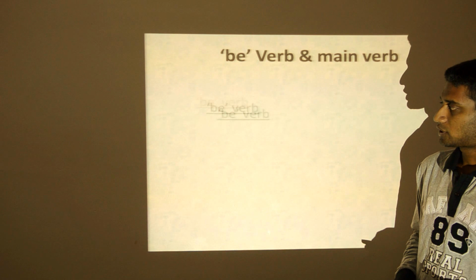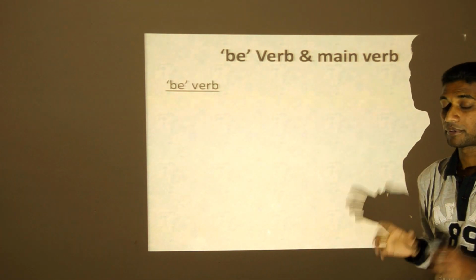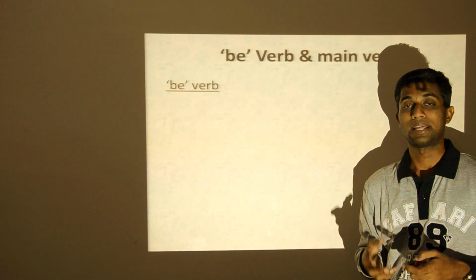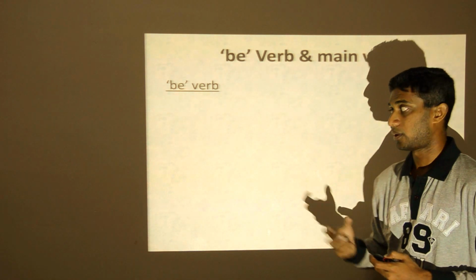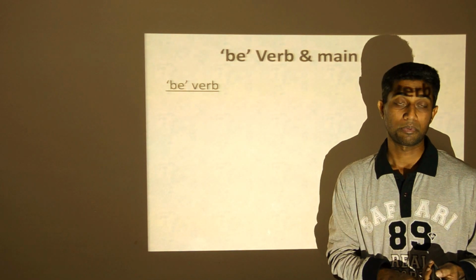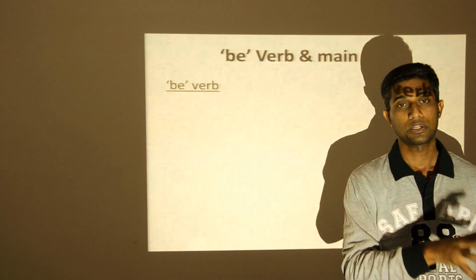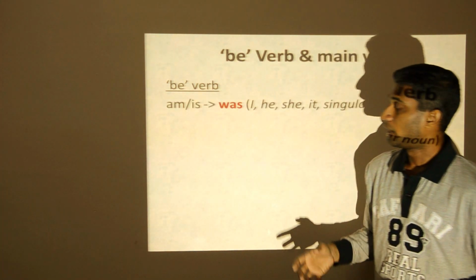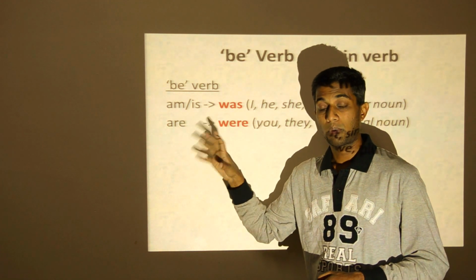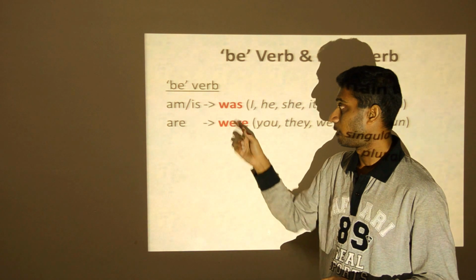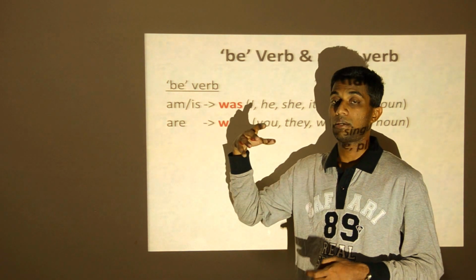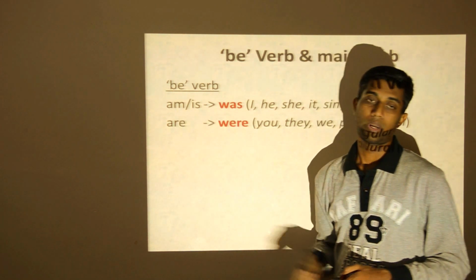Now let's look at the be verb and the main verb, because when you're forming a question, the verb plays a very important role. We already finished the present simple, and how to change present simple into past simple. The be verb of present simple is am, is, or are. When you convert it into past simple, the past version of am or is is was, and the past version of are is were.